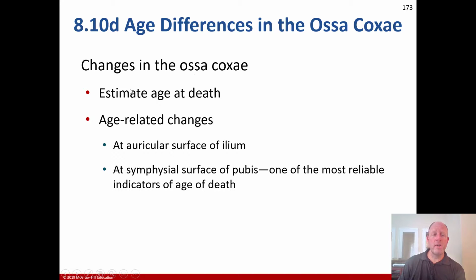Changes in os coxae: you can estimate the age at death based upon the changes in the os coxae. Once a person can be examined, you can figure out how old they were to some extent, based on age-related changes you expect to see at the auricular surface of the ilium and at the symphyseal surface of the pubis. They're one of the most reliable indicators of age at the time of death.